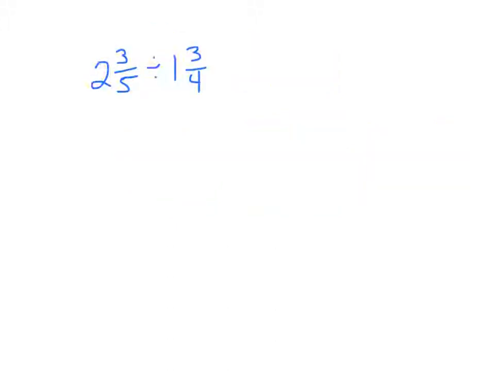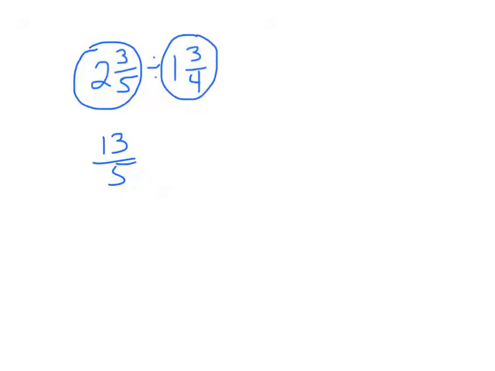Dividing by mixed numbers uses the same process as multiplying. First of all, change both the mixed numbers into improper fractions. So 2 3/5 would be the same thing as 13/5. 1 3/4 would be the same thing as 7/4. So I have 13/5 divided by 7/4. Now I'm going to change this to a multiplication problem. I'm going to keep the very first fraction the same, but I'm going to invert that second fraction and I get 4/7.